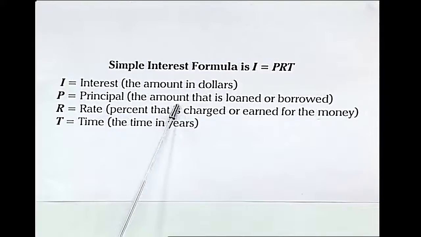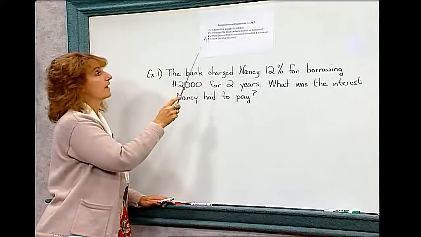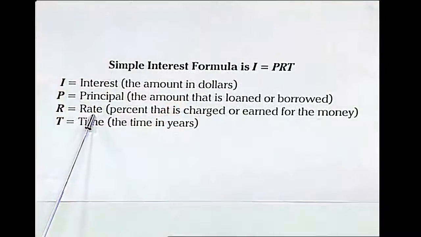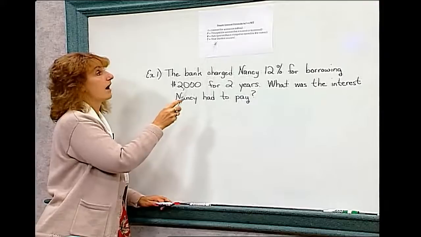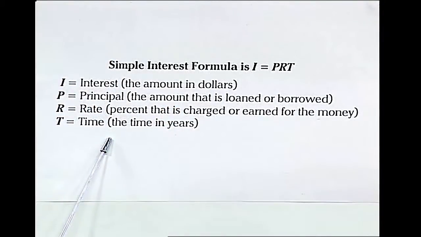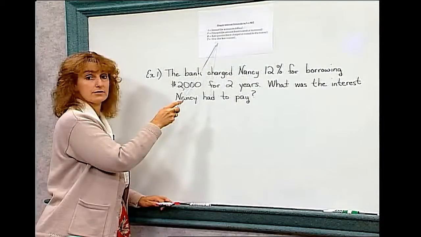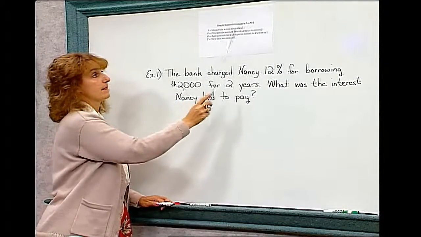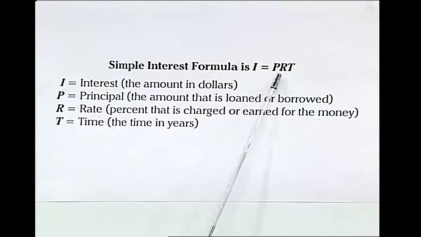Principal is the amount that is loaned or borrowed. So the $2,000 is the principal. The rate is the percent that is charged or earned for the money. In this case, it's charged because she's borrowing, and that would be the 12%. Time is in years, and she's going to borrow this money for 2 years. Our formula: interest equals principal times rate times time.